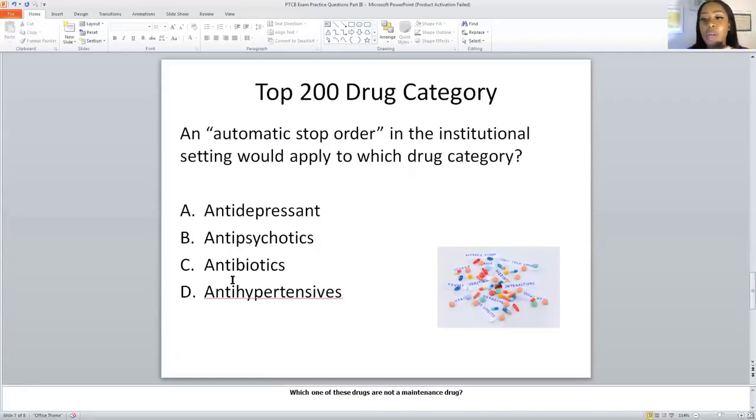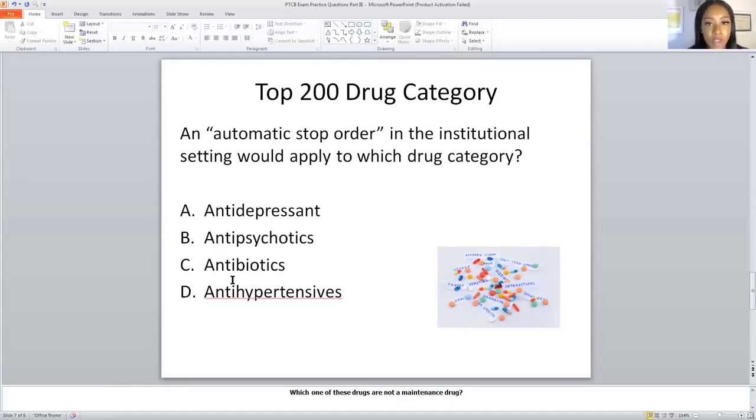Top 200 drug category. An automatic stop order in the institutional setting would apply to which drug category? Antidepressant, antipsychotic, antibiotic, or antihypertensive? When you look at this, I want you to think about which one of these drugs are not maintenance drugs.